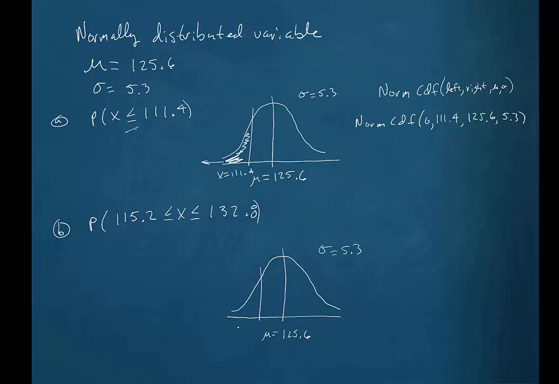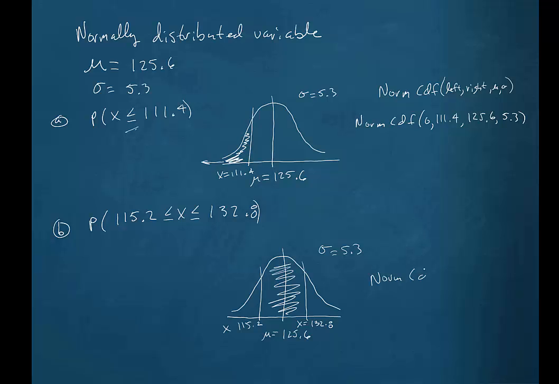Our value of 115.2 is to the left of the mean, so we'll mark that to the left. And then our value of 132.8 is to the right of the mean, so we'll mark that to the right. And then we're to find the probability that x is between those values, so we'll shade what's in between. And this time our left and right endpoints are given to us and clearly marked on the curve.